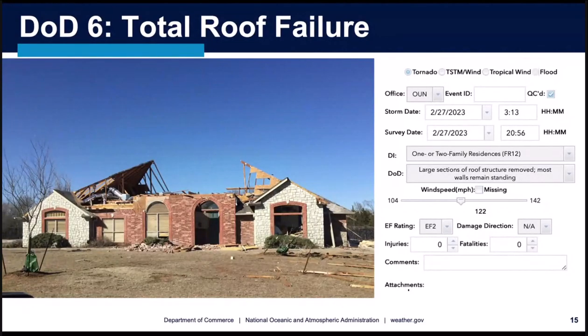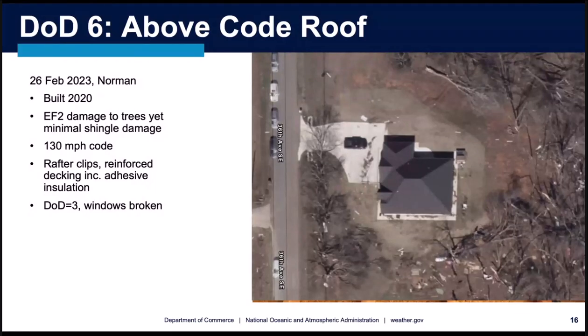But here's a different case. This, back to 26 Feb 23, this house is built in 2020 by a former Oklahoma Mesonet employee. And this one almost has no visible damage from the aerial imagery, despite the fact that you see the trees had substantial damage, most of them being knocked down, and you can apply EF2 damage to those. The house was built to 130 mile an hour code. So what does that mean?